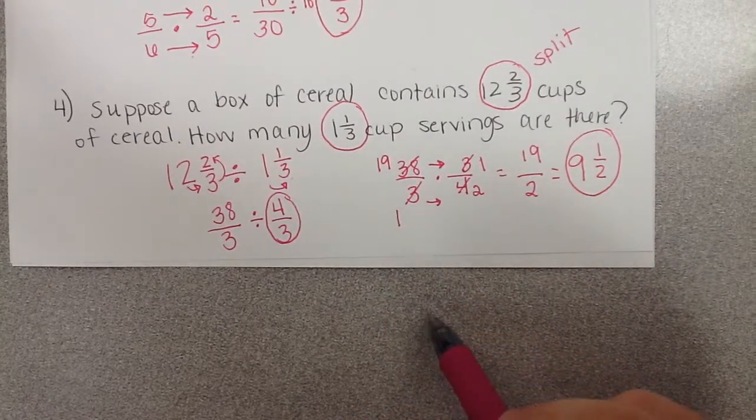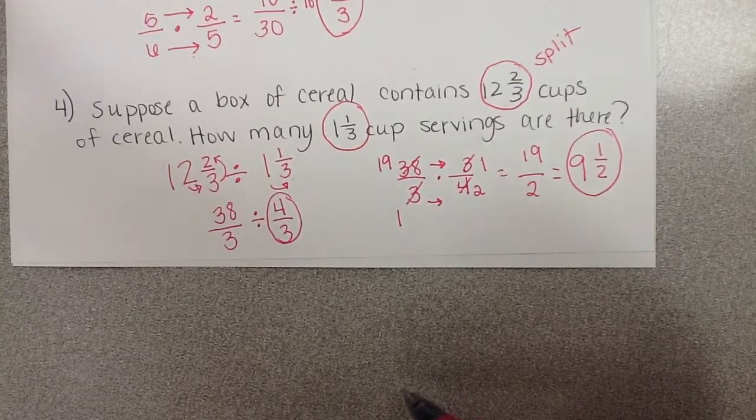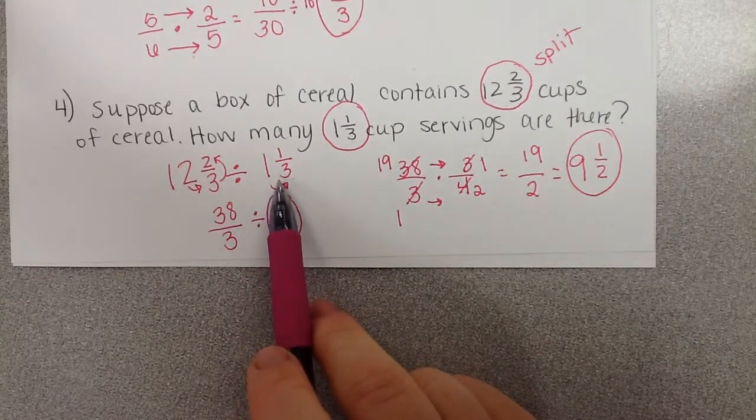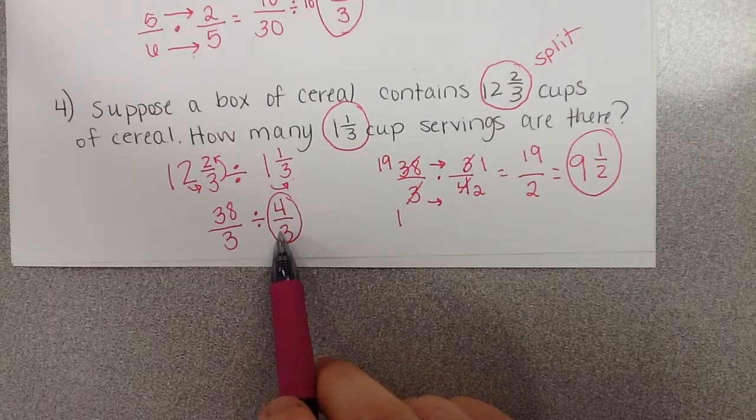Dividing fractions is as easy as pie. Flip the second and multiply. And remember, if it's a mixed number, you need to make it improper first.